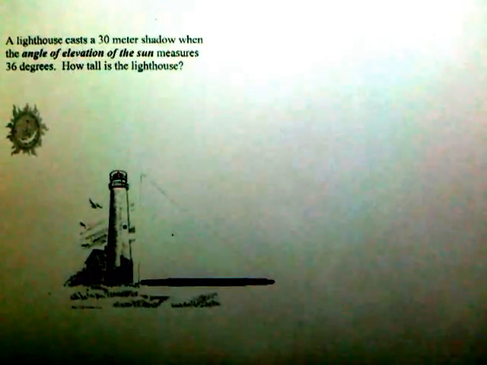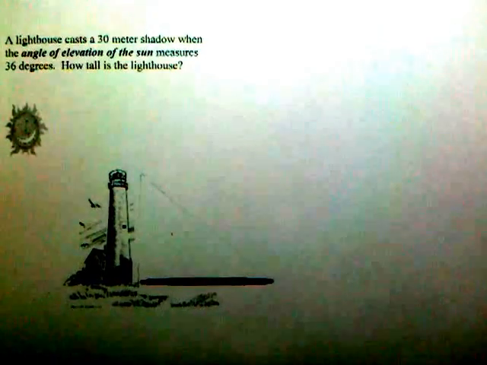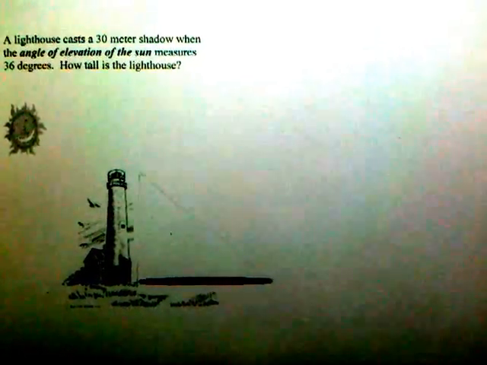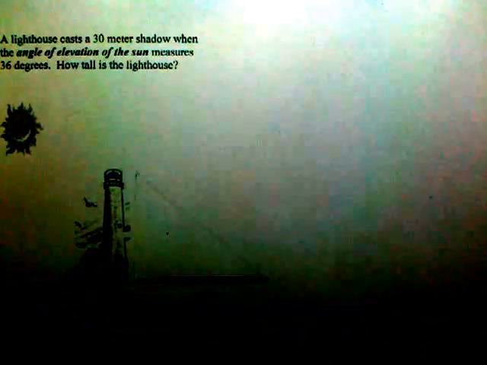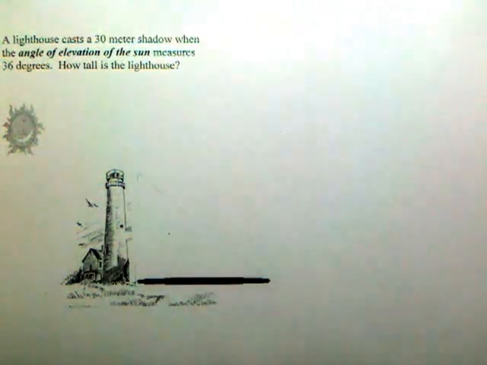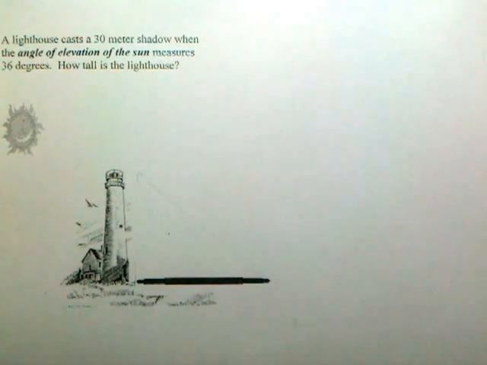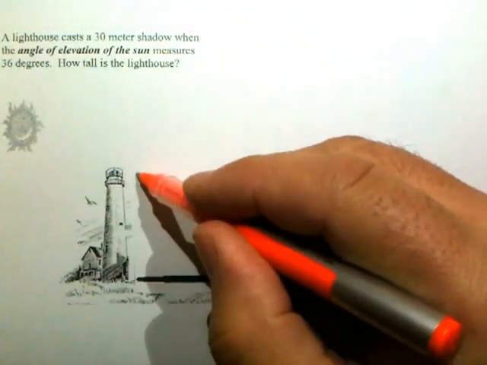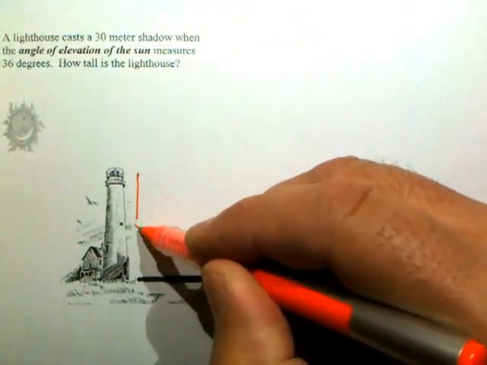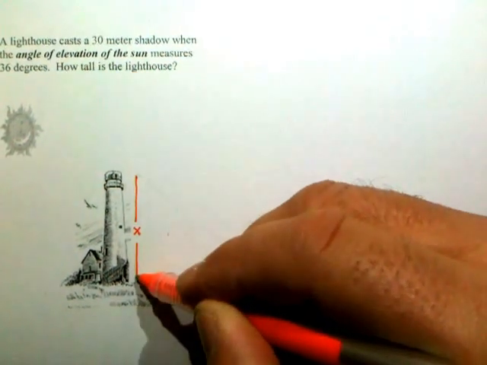This trig problem deals with a situation where you're given the angle of elevation of the sun. A lighthouse casts a 30-meter shadow when the angle of elevation of the sun measures 36 degrees. How tall is the lighthouse? We want to determine how tall the lighthouse is.